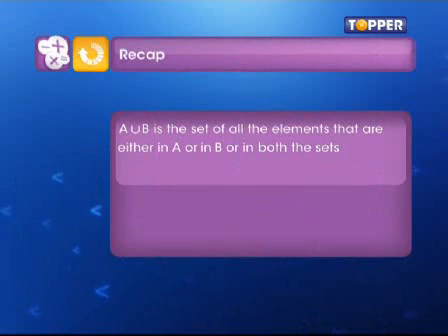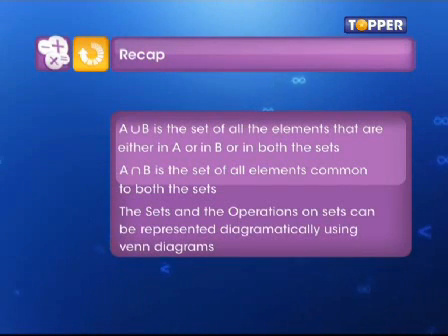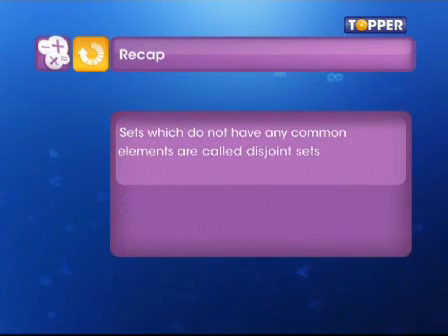The union of two sets A and B is the set of all the elements that are either in A, or in B, or in both. The intersection of two sets A and B is the set of all elements common to both the sets. The sets and the operations on sets can be represented diagrammatically using Venn diagrams. Sets which do not have any common elements are called disjoint sets.